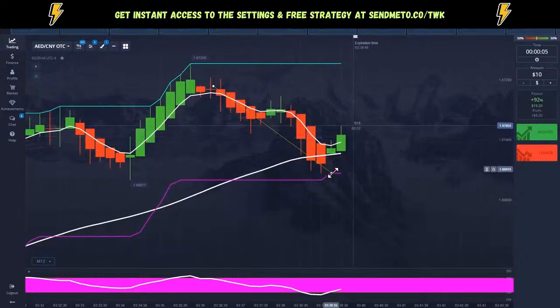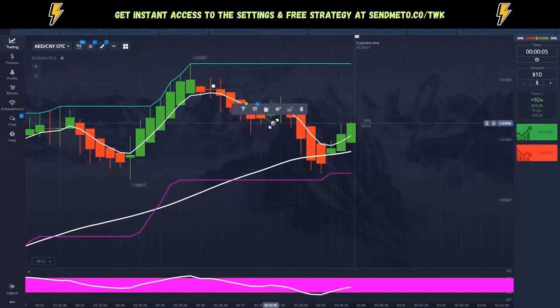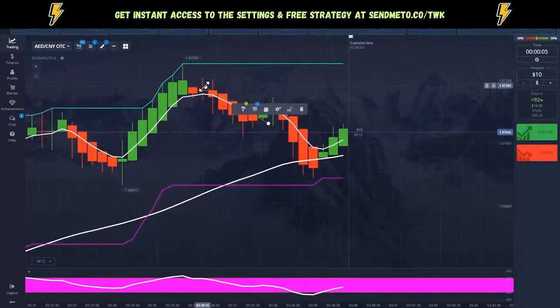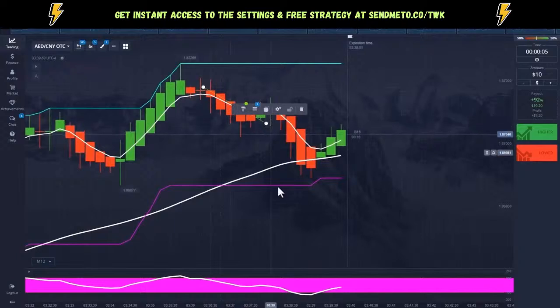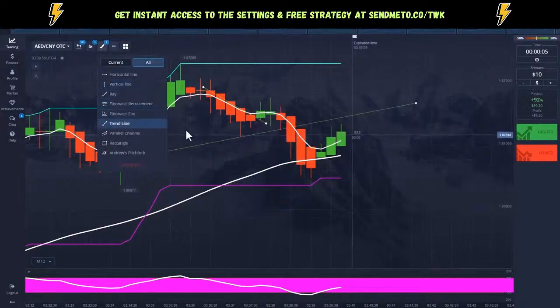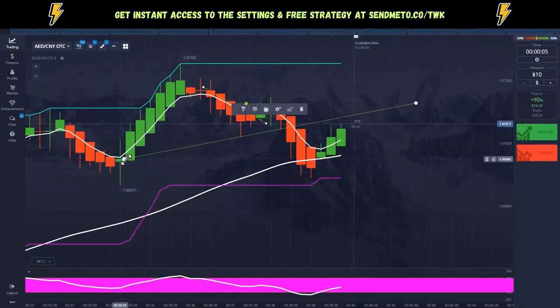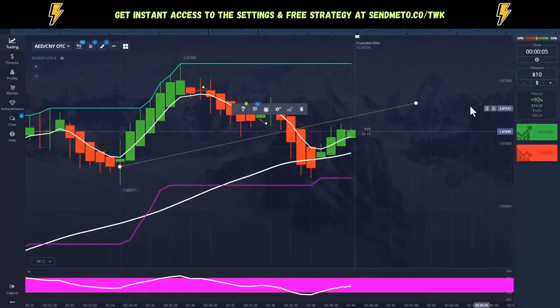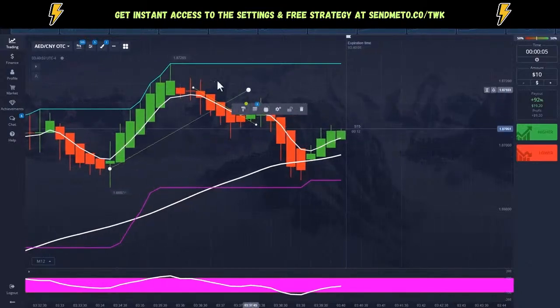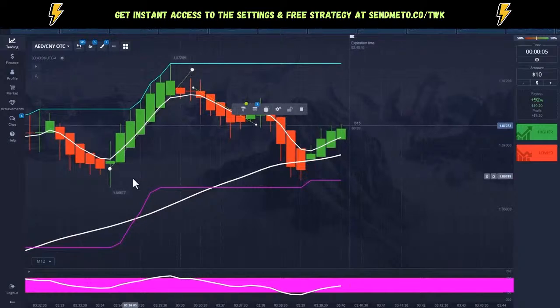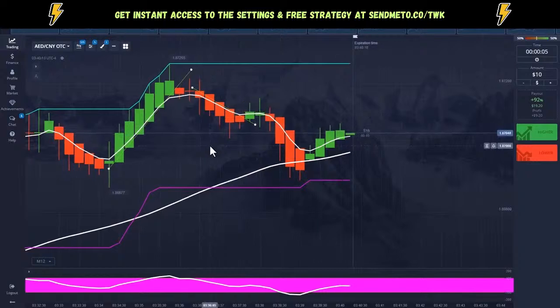So we want to draw our lines. We're going to do it like this. We go across the tops of the red and up the bottoms of the green. So if we were going to do a trend line for green, we would create another trend line, go to the bottom of this green and go to the bottom of the most recent candle. And you're going to see this is actually where the trend reverses. That's basically how you draw your trend lines.